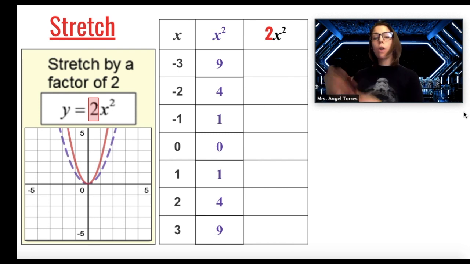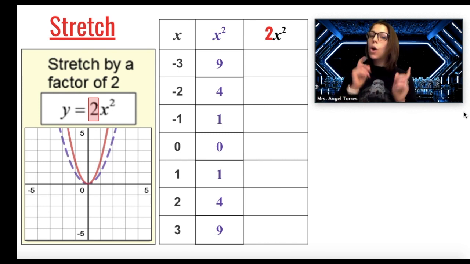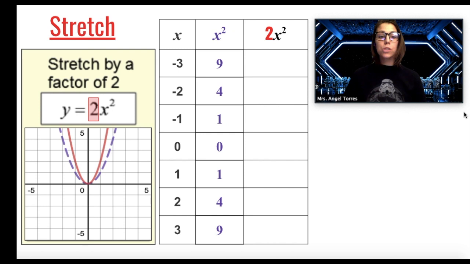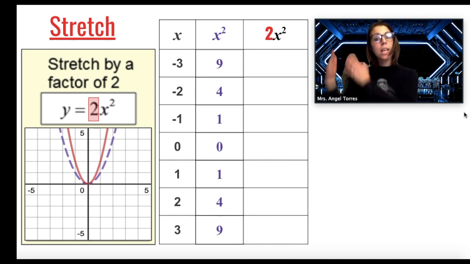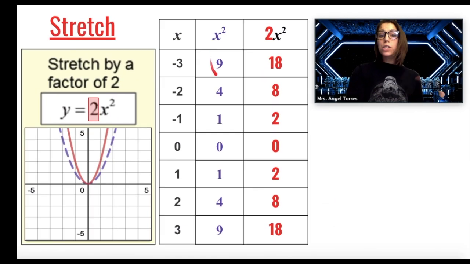The table over here has the parent function values already inputted. Why don't you go ahead and apply the stretch of a factor of 2? In other words, fill in the rest of this table now. All you have to do is take each of your outputs and double them, multiply them by a factor of 2. So what's happening in the graph and the table?